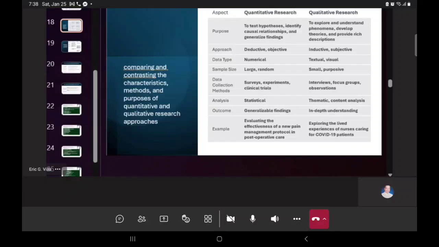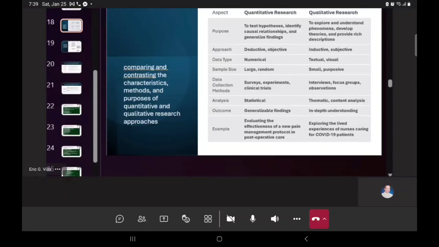On the other hand, qualitative research provides an in-depth understanding of complex phenomena, patient experiences, and contextual factors that influence health outcomes. Both approaches have their strengths and limitations. Quantitative research offers precision and generalizability but may miss nuanced contextual factors, while qualitative research provides rich, detailed insights but may be limited in generalizability.